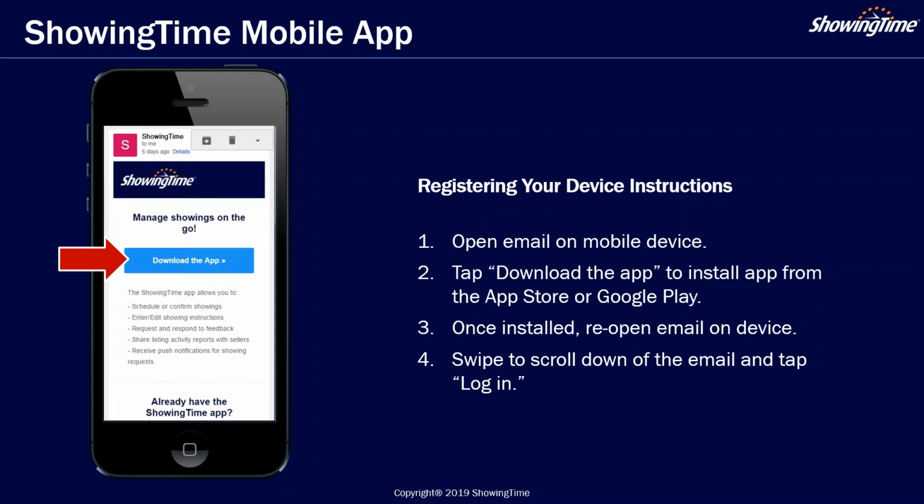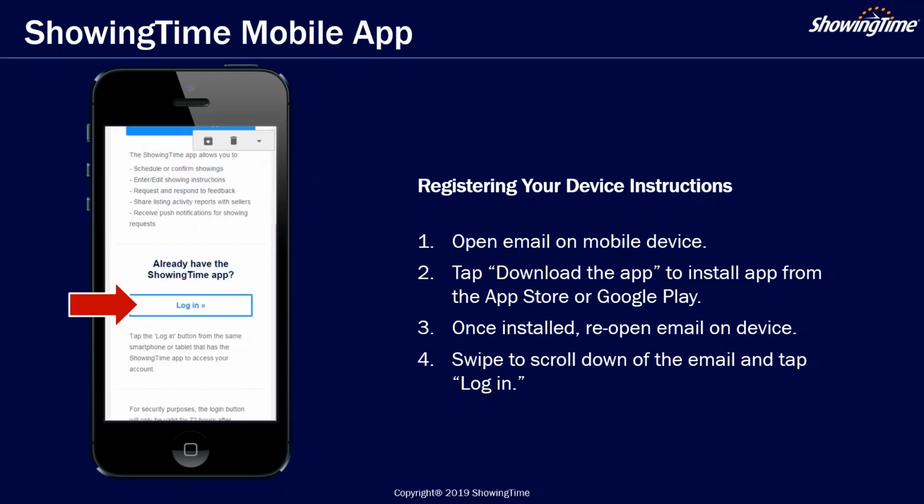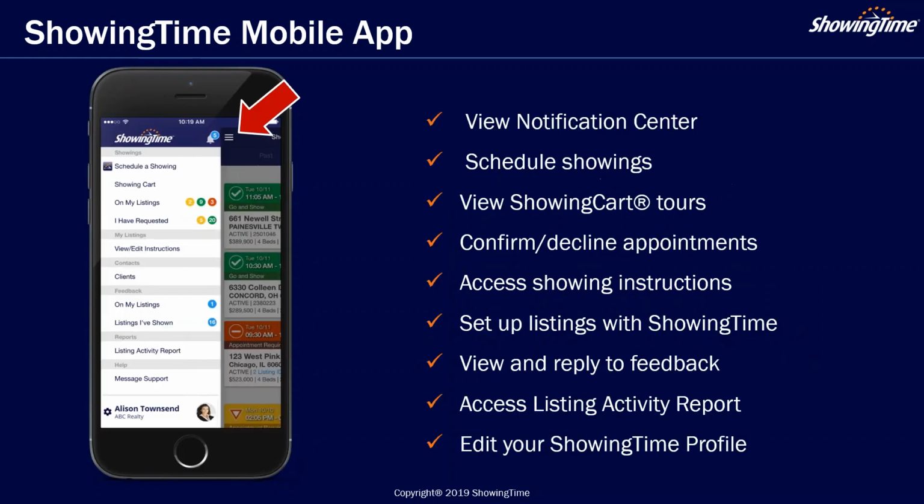And then once you've installed it, do not immediately open the app. Actually, go back to this original email, scroll down, and you'll see that the second option is Log In. Tapping on that will automatically authenticate you into the system, and you don't have to worry about retrieving a code or a password. So it's very similar to when you're authenticating into the system through Matrix.